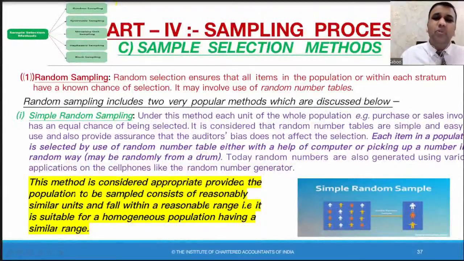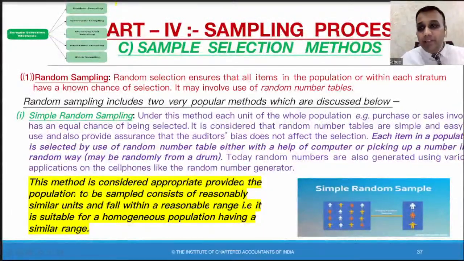Yes. Tambola, Housey, one and the same thing. Okay, fine. So let us understand what the sample selection methods are.